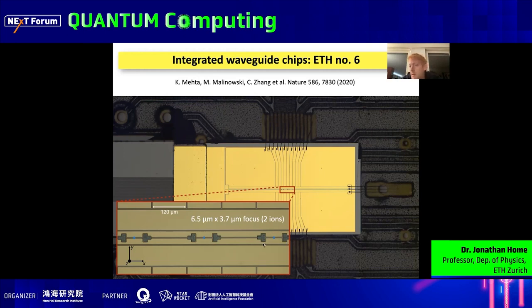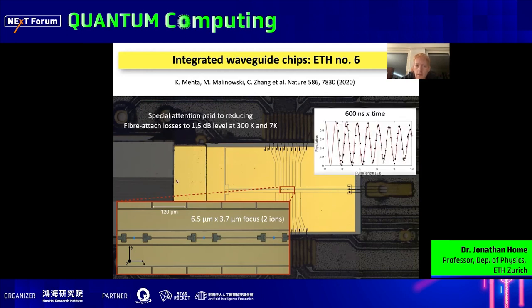Now, as I said, one of the key challenges and one of the things we wanted to do was to make sure that we could couple as much light through to the ion as possible. And indeed, Karan's been very successful at doing that. He's been able to get the fiber to waveguide losses down to a 1.5 dB level, both at 300K where we set it up and also at 7K where we operate the chip. And that's been really useful. It means that our total losses from input of a fiber through to the ion are about 7 dB, and that allows us to get 600 nanosecond pi times, which is much faster than was achievable before.